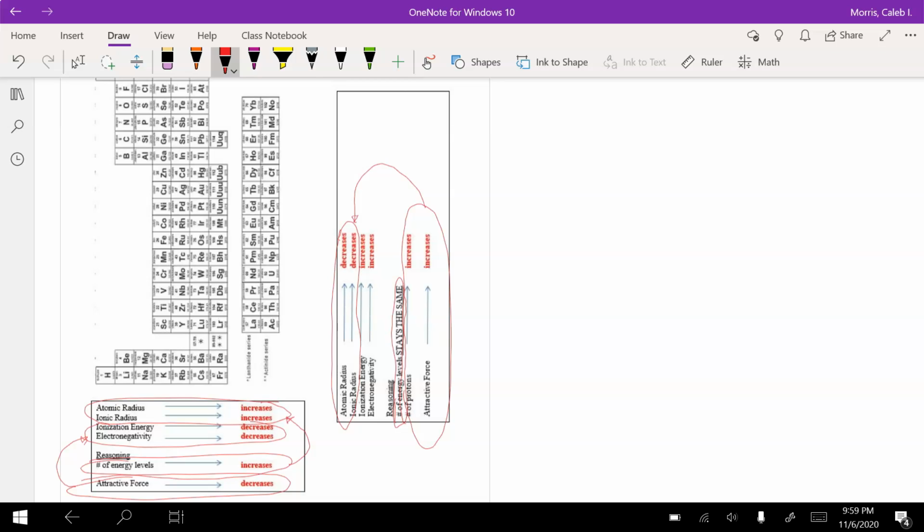The electron cloud gets sucked in a little bit more. And the ionization energy and electronegativity increase. It becomes harder to take an electron away and more likely for the atom to attract new electrons to itself in a bond. That concludes the notes.